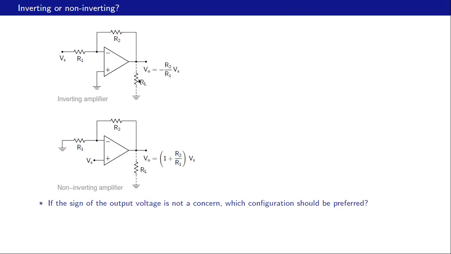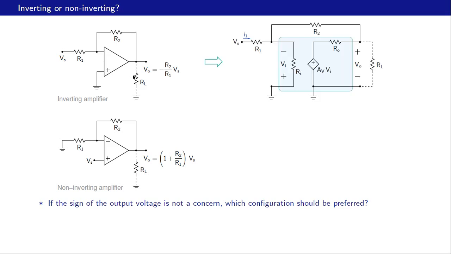Let us now replace the op amp with its equivalent circuit like that. We have the input resistance of the op amp appearing between the non-inverting and inverting input terminals. Then we have the voltage controlled voltage source, which represents the gain of the op amp, and then we have the output resistance of the op amp. Our interest is to find the input resistance as seen by this voltage source Vs. And what is that? That is Vs divided by I1.